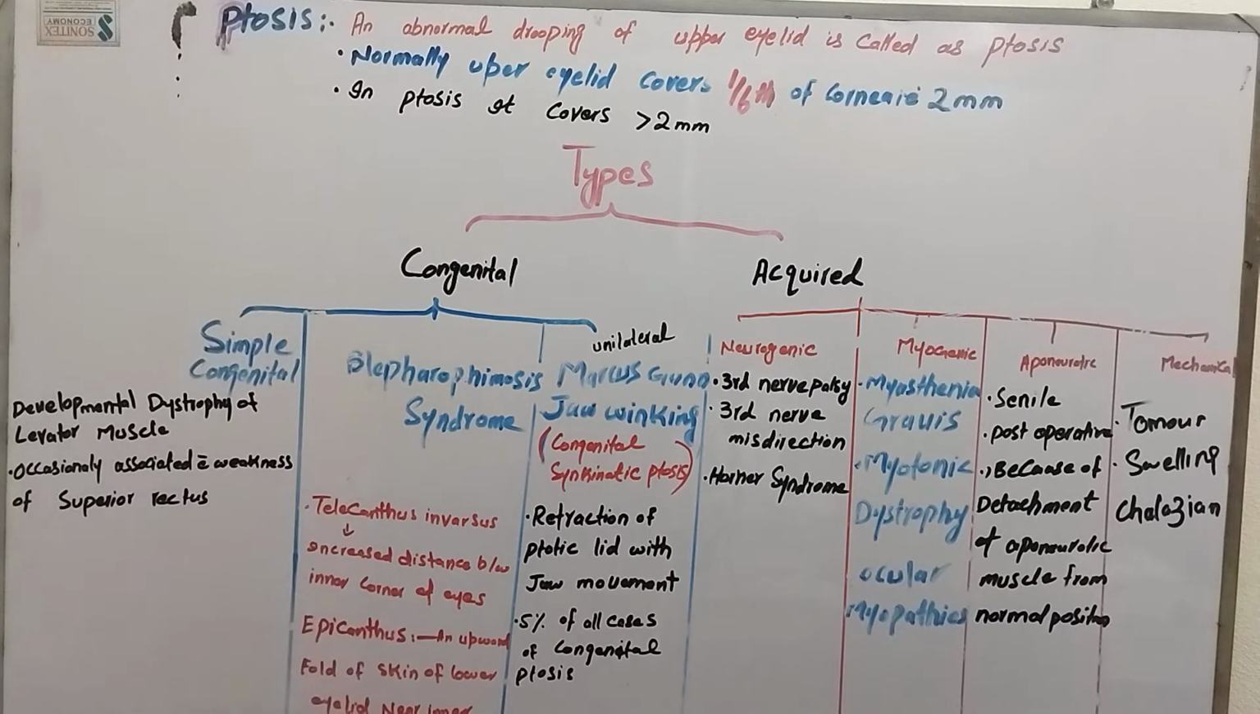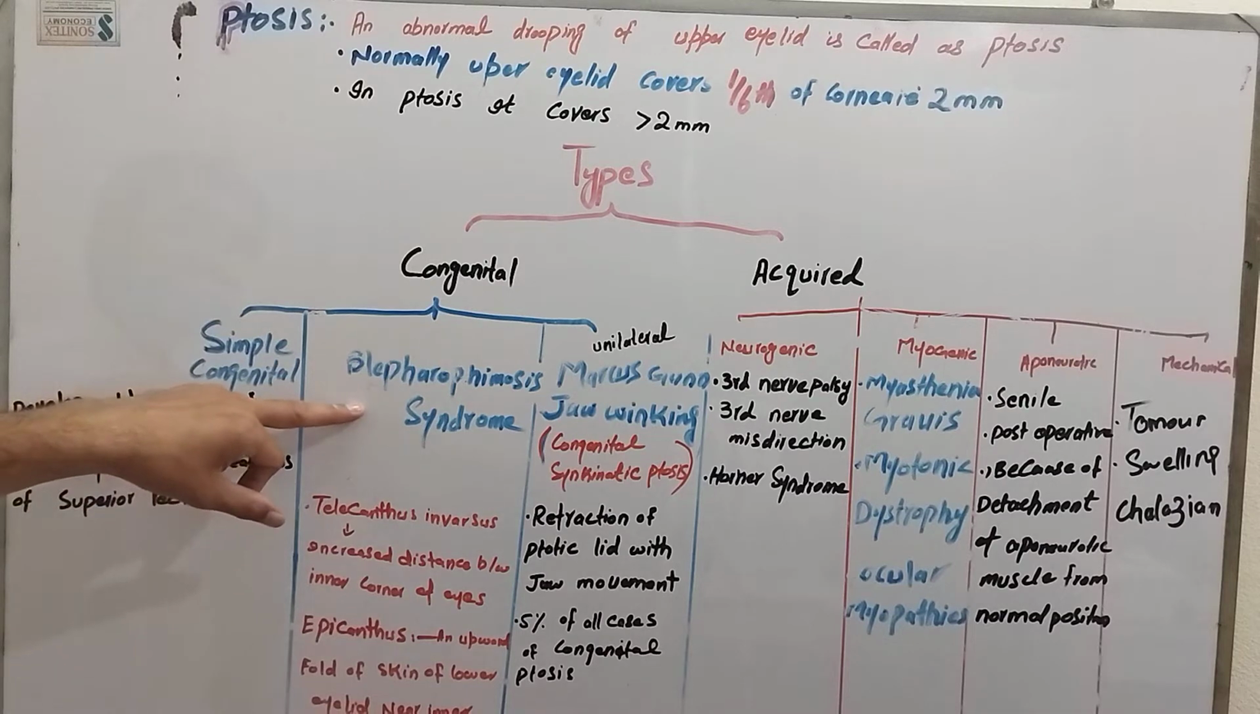Now the first one, simple congenital. This is a developmental defect, you have to remember this. There is a developmental dystrophy of the levator muscle. I have told you that the levator is responsible for lifting the eyelid in upward direction. Occasionally it is also associated with weakness of the superior rectus.